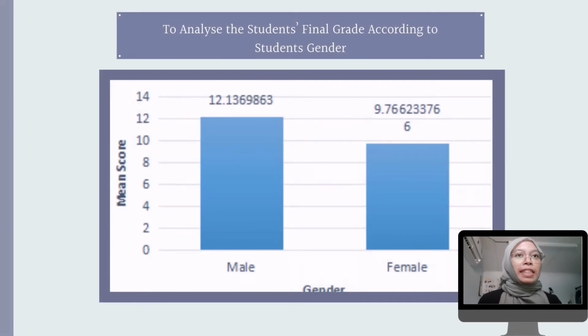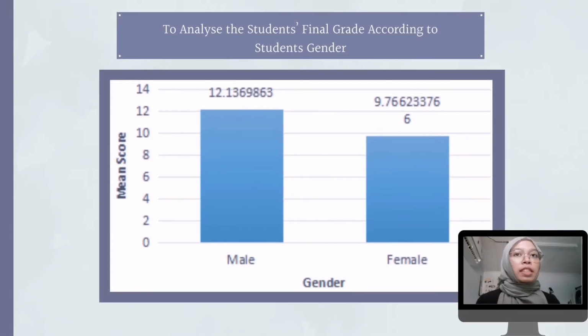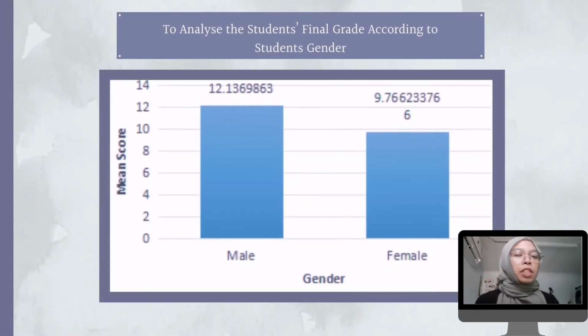From the graph, we can see that the mean score of male students is higher than the mean score of female students. The mean score of male students is 12.1369863, while the mean score of female students is 9.766233766. So we can say that the males are still leading in their math course.